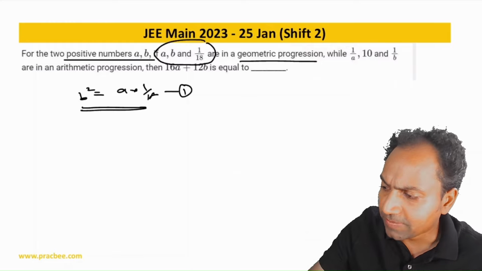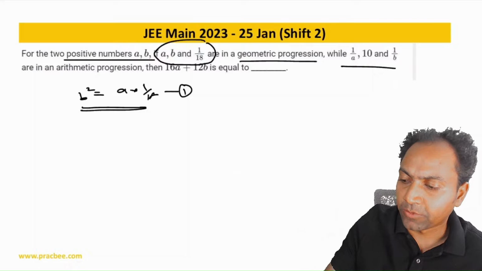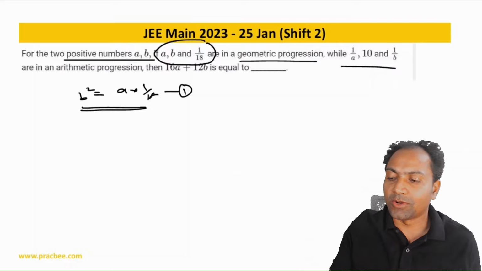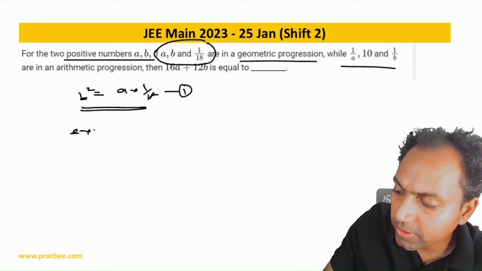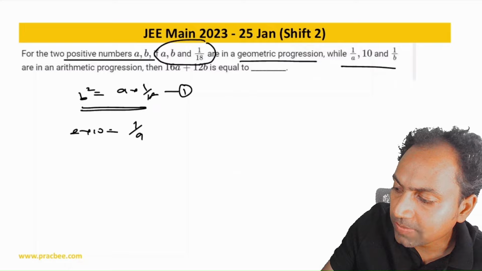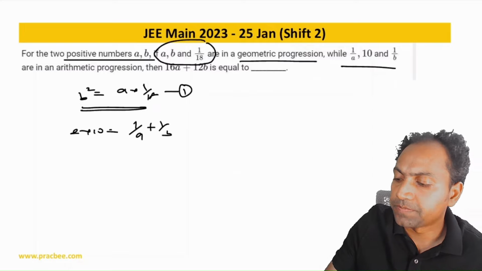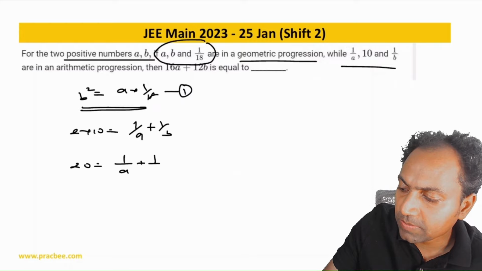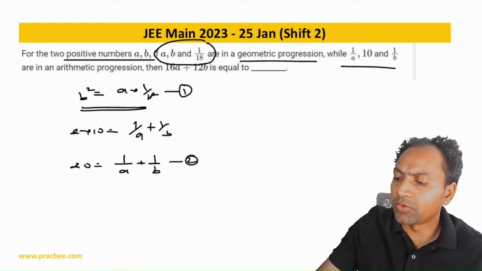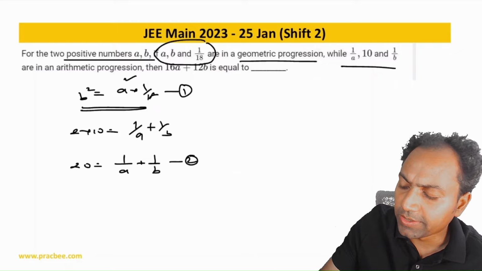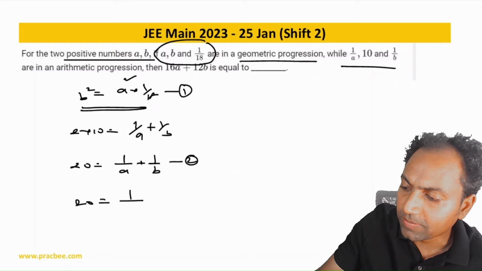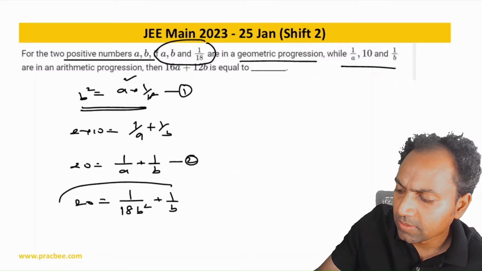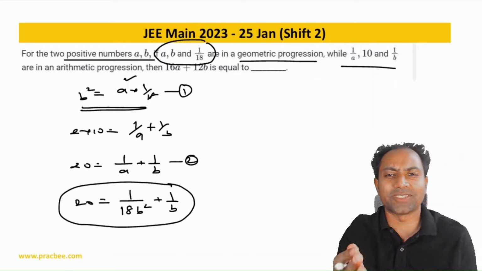They're also saying that 1 by A, 10 and 1 by B are in arithmetic progression. So if three numbers are in arithmetic progression A, B, C, it would mean 2B is equal to A plus C. So 2 into 10 will be equal to 1 by A plus 1 by B. So you are getting this value as 20. This is 1 by A plus 1 by B, the second condition. If you take the value of A and substitute it here, it will become 20 equals 1 by 18B square plus 1 by B. Now, usually answers of such questions are integers only.